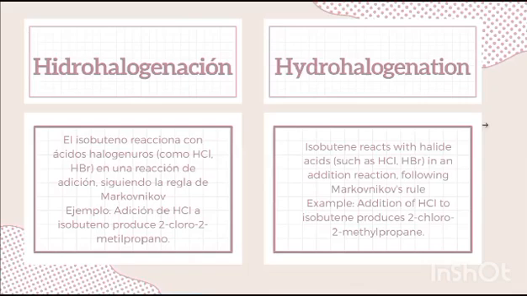Electrophilic addition reactions that isobutene undergoes include hydrohalogenation. Isobutene reacts with hydrogen halides in an addition reaction following Markovnikov's rule. Example: addition of hydrochloric acid to isobutene produces 2-chloro-2-methylpropane.